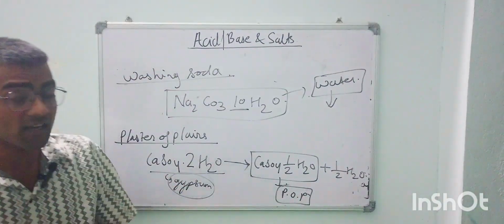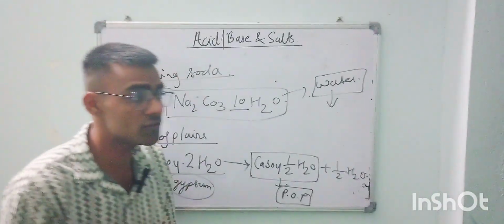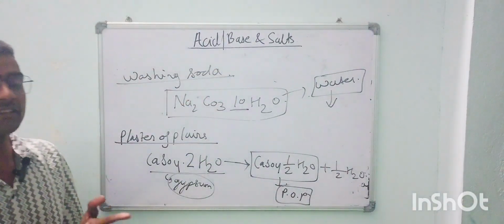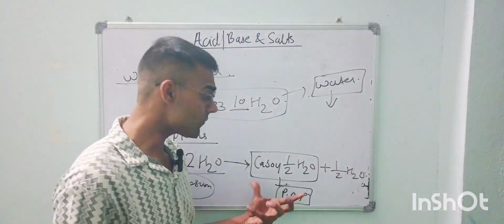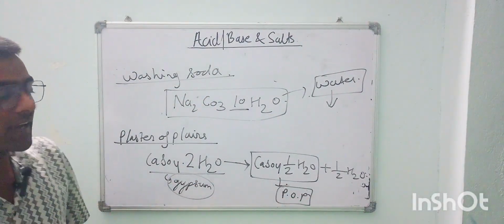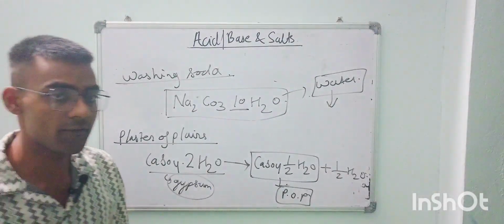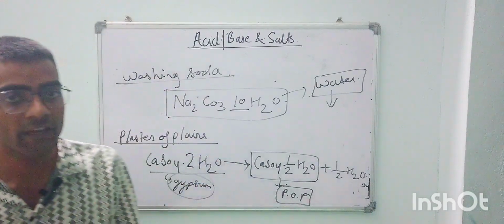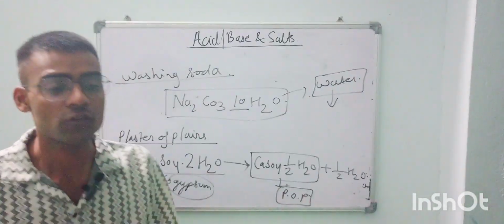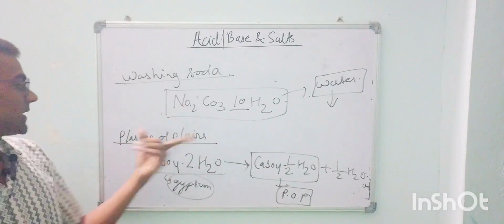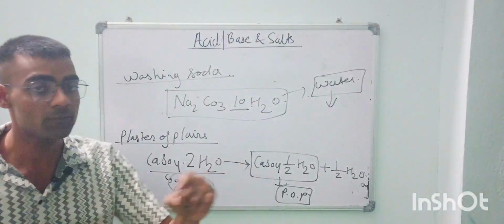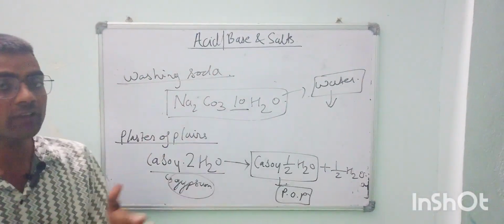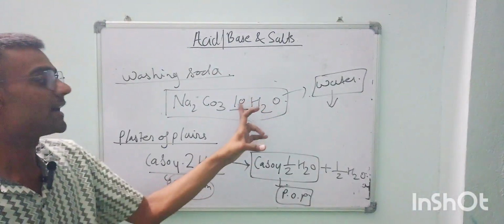And sometimes it asks about the uses of plaster of Paris. Basically, plaster of Paris is used in the formation of toys, in roof decoration, and in plaster. If someone's bone is fractured, at that time also the plaster is used. So plaster of Paris is formed from gypsum. And in the case of washing soda, we have to remember the water unit, that is 10.